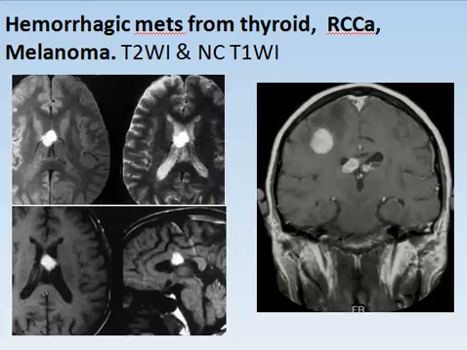Still, hemorrhagic mets are not only melanoma, but thyroid and renal cell carcinoma, as we said, can do it, and these are the appearances in T2 weighted images and in T1 weighted images as subacute hemorrhages. And here, after contrast, there is some enhancement, some are enhancing.